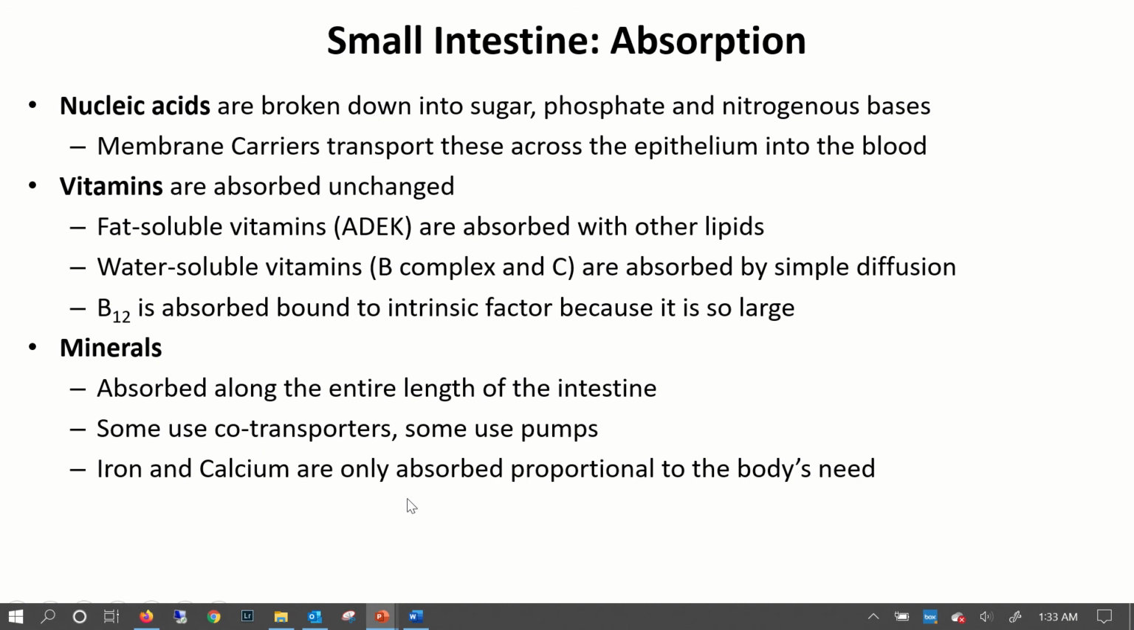Finally, of course, there's the absorption of minerals. Minerals themselves can be absorbed any place that water is, so they can be absorbed along the entire length of the small and the large intestine. Some use cotransporters, like a sodium cotransport, and some use pumps where they go against their gradient. Iron and calcium are the only ones absorbed proportional to the body's needs. The rest are just absorbed freely.